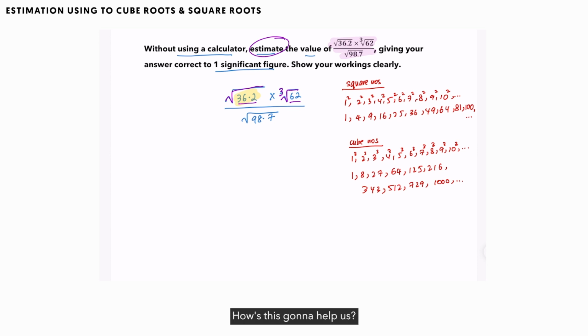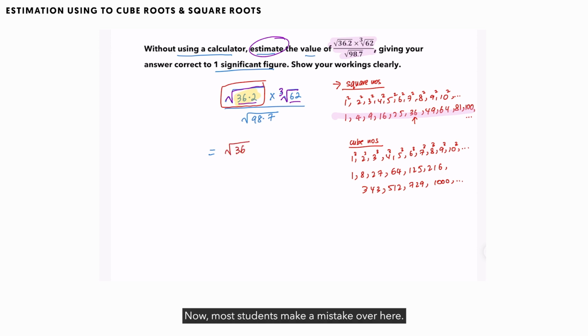So we have our first 10 square numbers and cube numbers. How is this going to help us? So go back to the question. For the very first one, I have the square root of 36.2. So if you look at square root, you should be looking at your square numbers. Now, which number in the list over here is very close to 36.2? Can you tell me? Yes, that's right. It should be 36. So I'm going to write this down, 36.